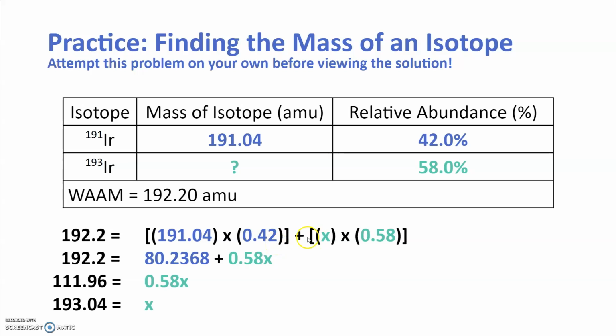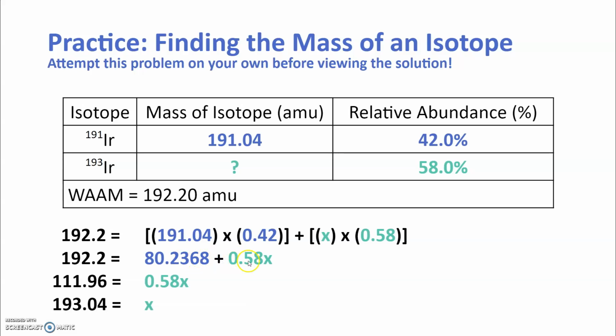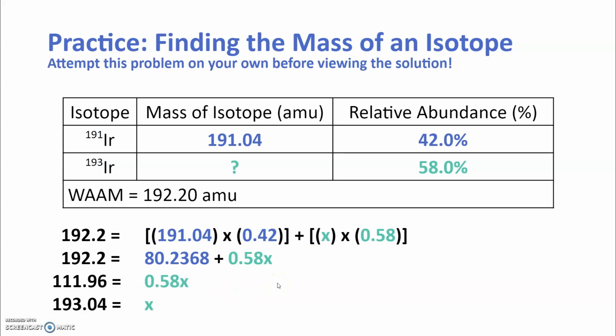All right, so I've got the WAAM is equal to the mass of isotope 1 multiplied by its decimal abundance plus the unknown mass of isotope 2 times its percent abundance as a decimal. I'm just going to simplify down. So I multiply the first isotope together to get 80 plus 0.58x. I'm going to subtract from both sides to get x by itself, and then I can divide both sides by 0.58 to get x by itself, and so my missing isotope has a mass of 193.04.